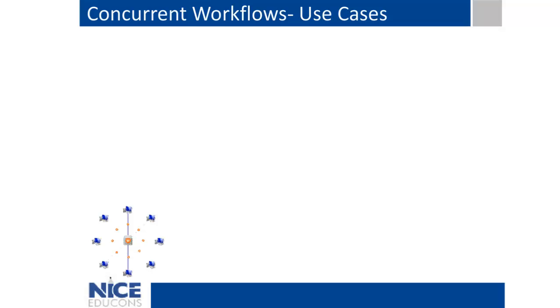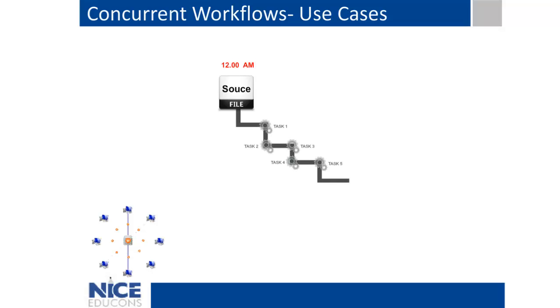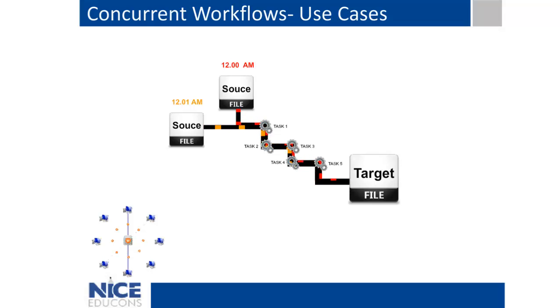Concurrent file processing is another scenario that requires running concurrent workflows. Consider that a flat file arrives on the server at 12 a.m. A workflow is launched using the PMCMD interface to process this file. At 12:01 a.m., another file with the same structure arrives on the server. This file needs to be processed immediately by the currently running workflow instead of being processed sequentially.